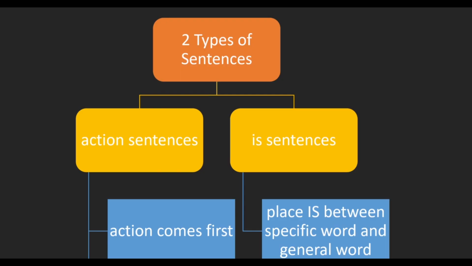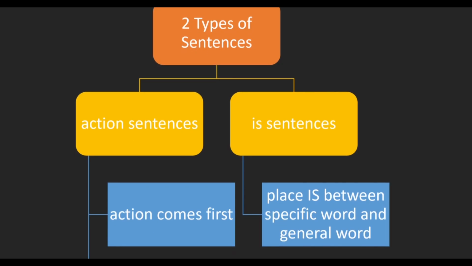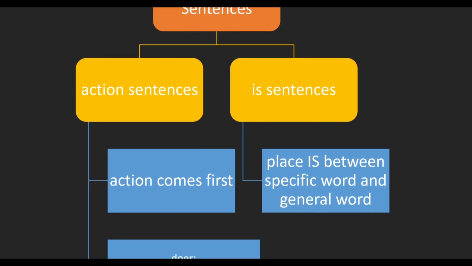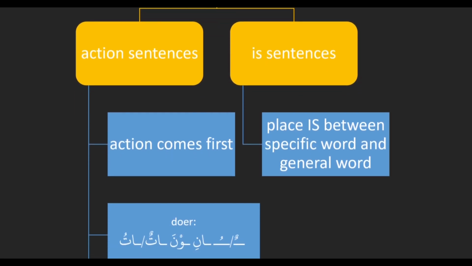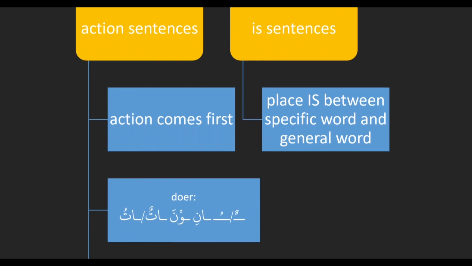So action. How do I recognize an action in an action sentence in Arabic? The action is going to be the first word. Yeah, so the action is always the first word. What about doers? How do I recognize a doer? With the doer label. So what are my doer labels?